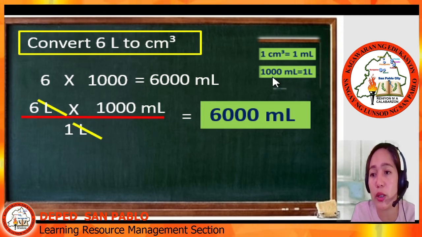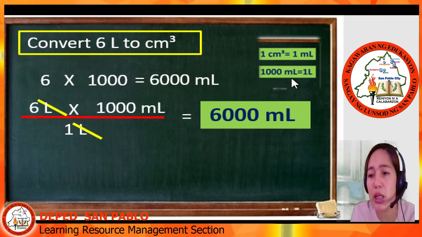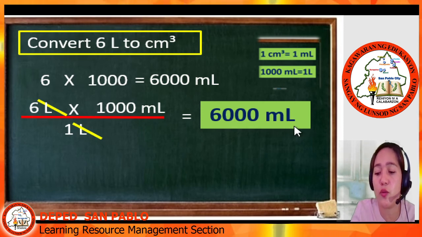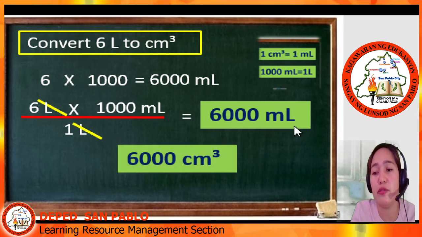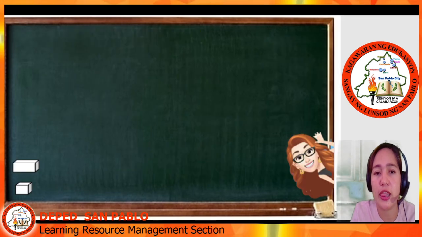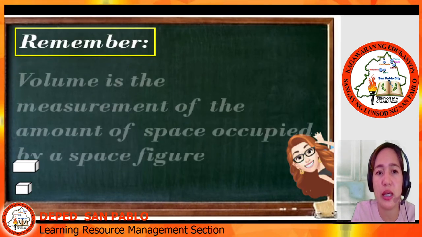So again, go back to the conversion. 1,000 milliliters is equivalent to 1 liter. And if you have 1 milliliter, you have 1 cubic centimeter. We're looking for the cubic centimeters. Here, we have 6,000 milliliters. So therefore, we also have 6,000 cubic centimeters. Okay, is it clear?